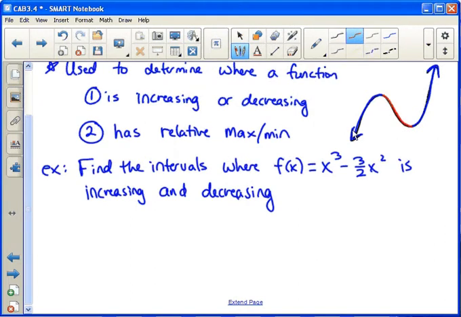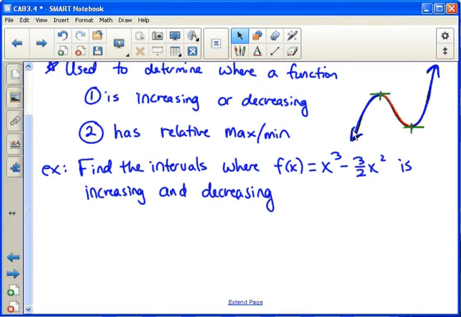If you notice, the spots where we change from increasing to decreasing, or vice versa, also happen to be the places where the derivative is equal to 0. And that turns out to be true in general, not just in this problem. Our functions change from increasing to decreasing where our derivative either is equal to 0 or does not exist. In other words, the critical numbers.